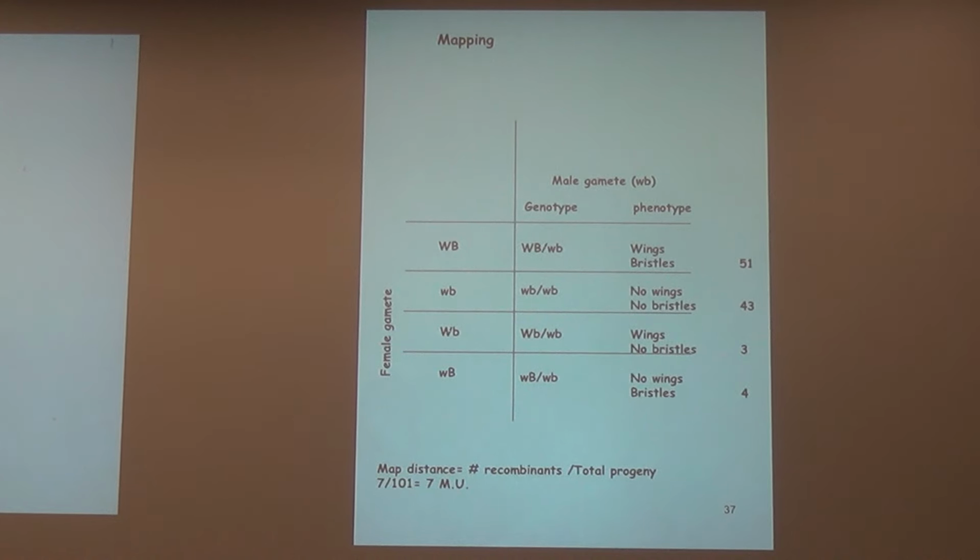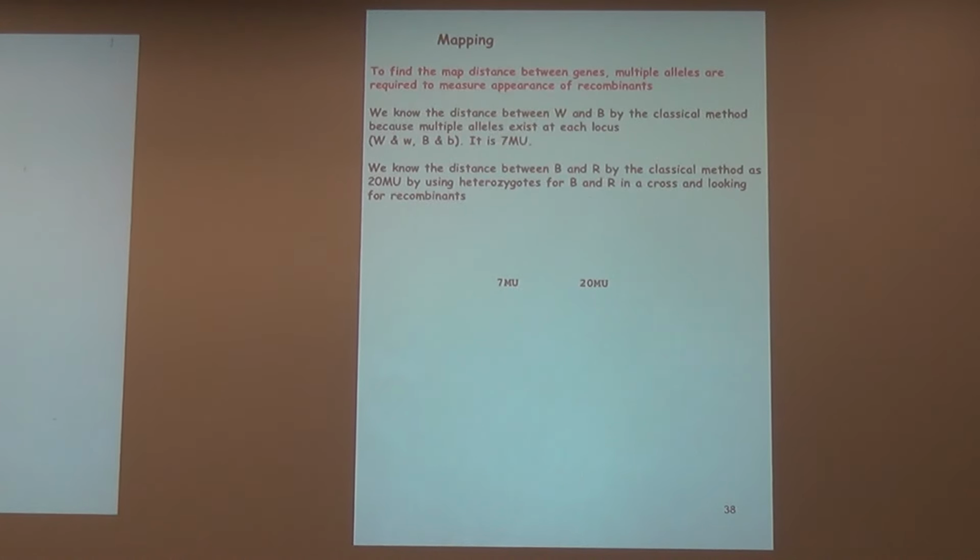Right? I mean, this is just a reiteration of what we studied before the midterm. That's what we do. Okay. So, to find the map distance between genes, we're using multiple alleles. And we're measuring the number of recombinants over the total individuals that you're analyzing across. And we're determining the distance.